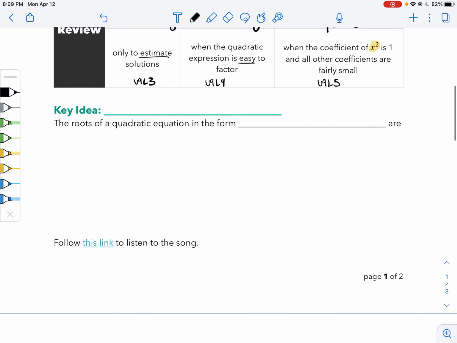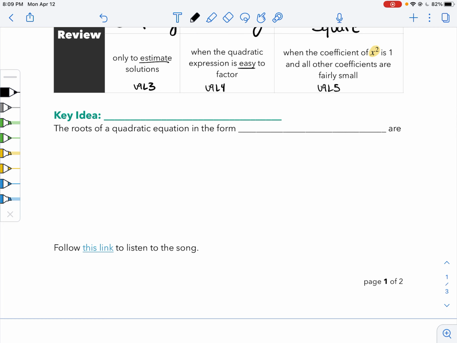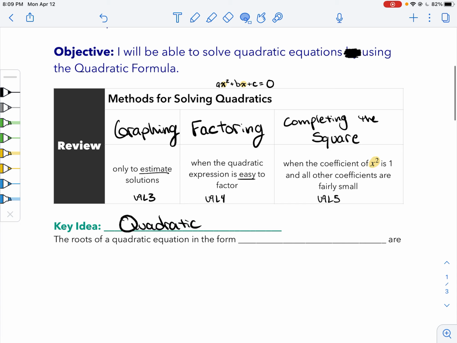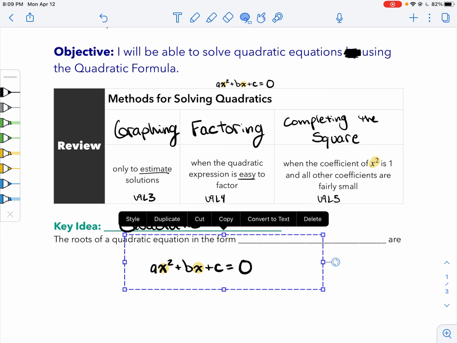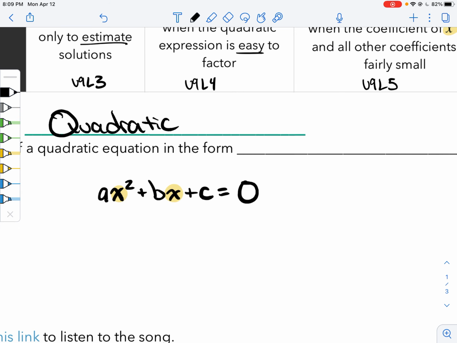Now here's the universal way to do it. This method is called the quadratic formula, because it's used for solving quadratics, to find out what is x. And since this is a recipe to follow, this is a formula.